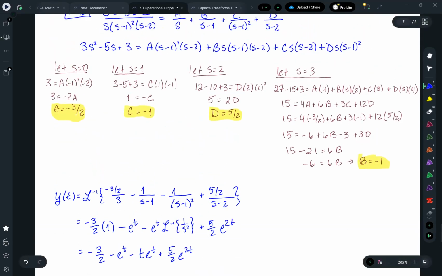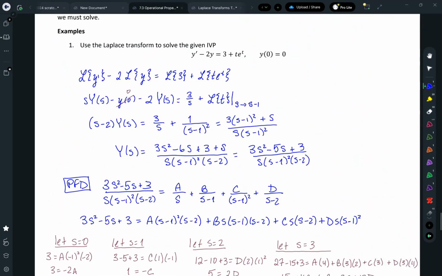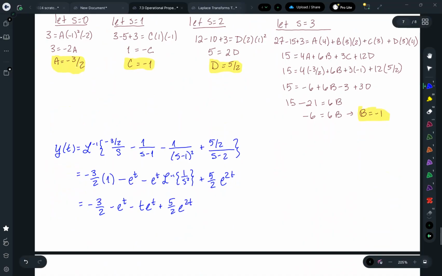Okay, so the only places where things were different was right in the beginning when we took the Laplace of t e to the t and we had that shift. And then at the end, when we had the (s minus 1) all squared, we had to remember, oh, we're going to have to shift that as well.